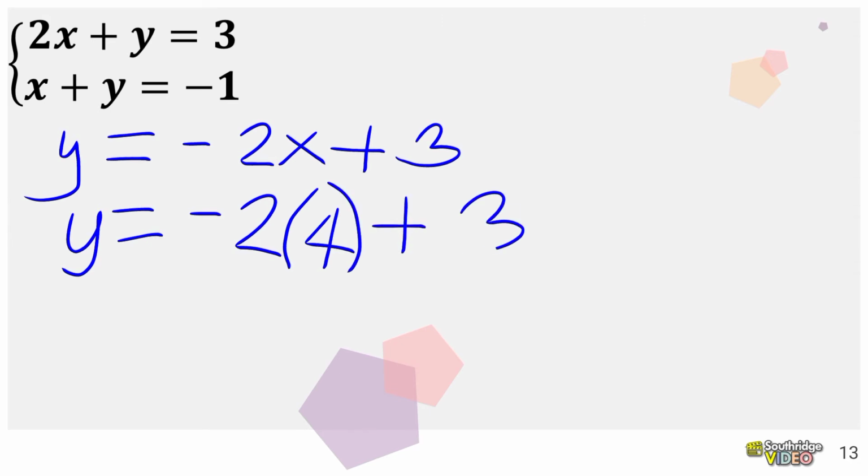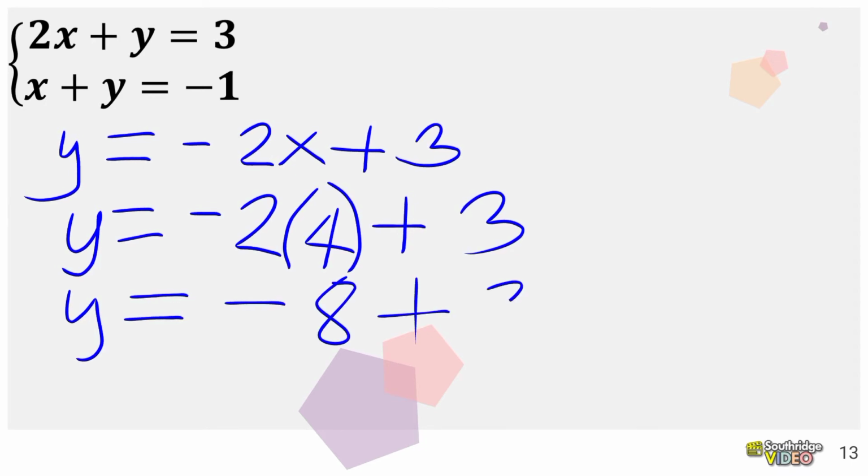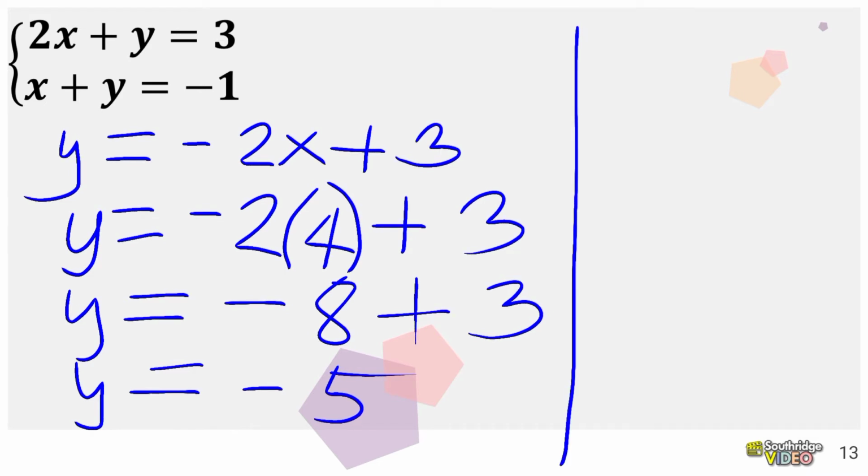What is negative 2 times 4? That is negative 8 plus 3. So y is equal to negative 5. So the value for variable y is negative 5. Therefore, our solution here is positive 4, negative 5.